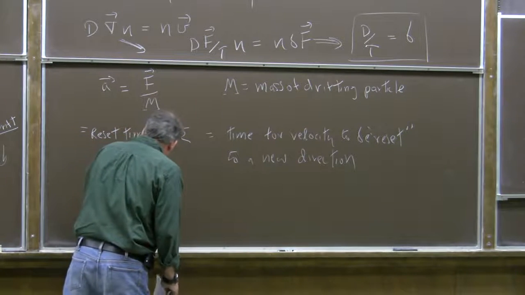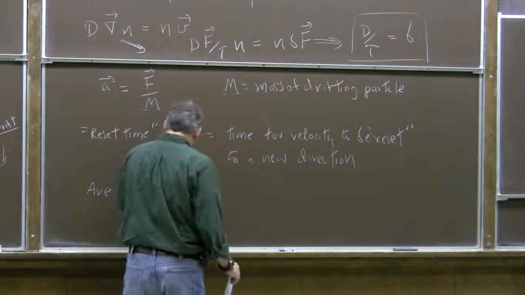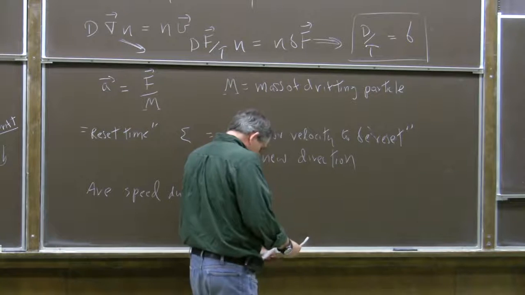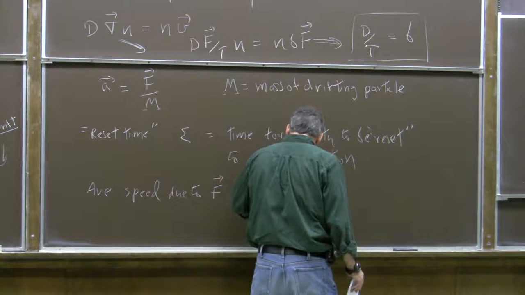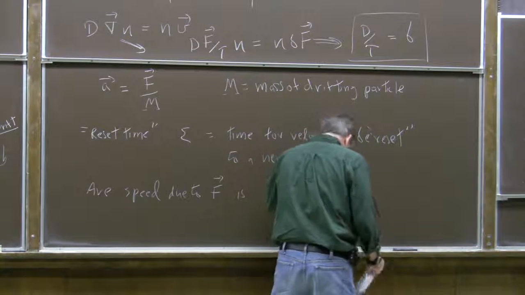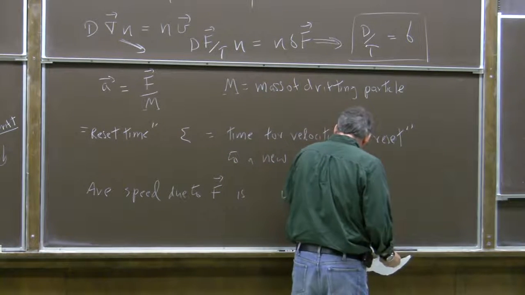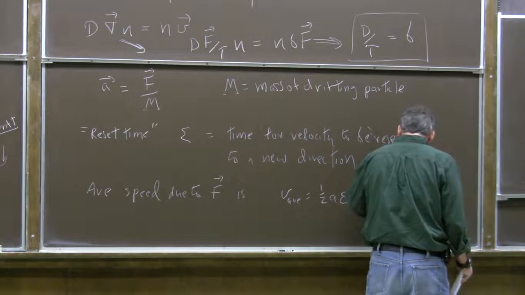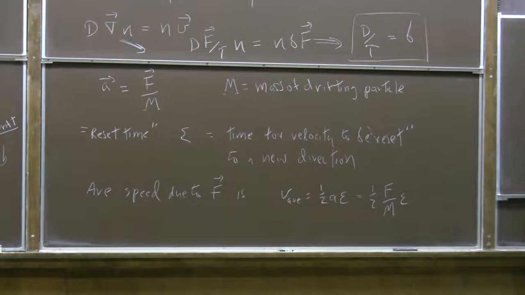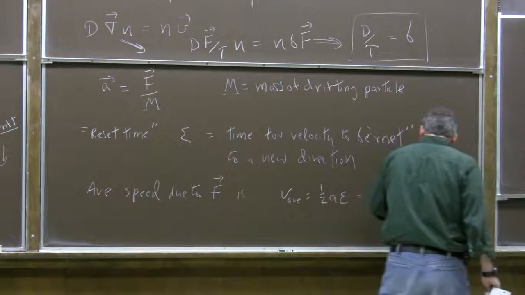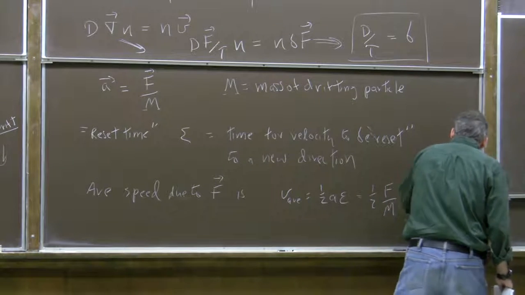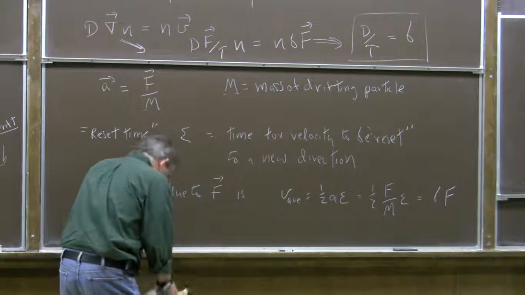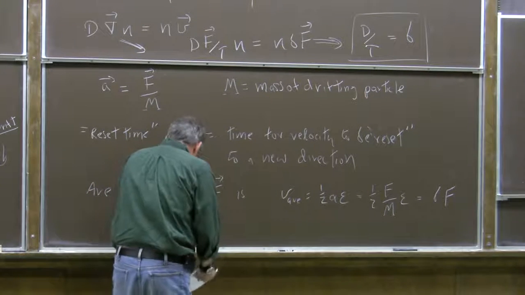speed due to the acceleration due to the force is going to be the average equals 1/2 the acceleration, which is F over M, times the reset time epsilon. And so that means I can think of this as mobility times F, and we can identify the mobility as 1/2 epsilon over M.